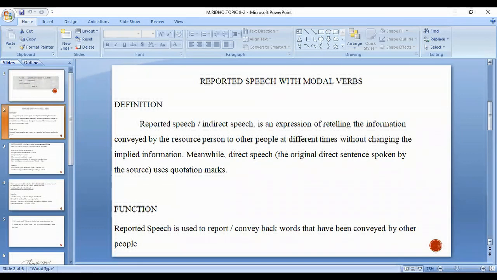Reported speech, or indirect speech, is an expression of relaying the information conveyed by the original person to other people at a different time without changing the implied information. Meanwhile, direct speech is the original sentence spoken by the source, using quotation marks. Reported speech is used to convey back words that have been conveyed by other people.